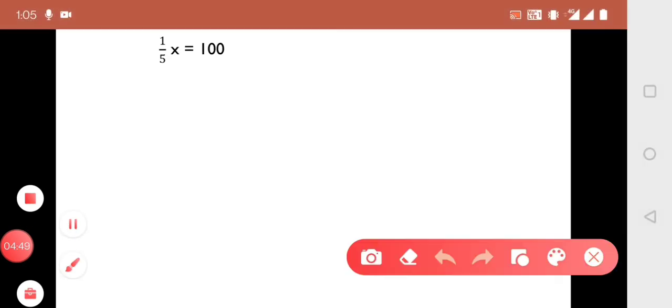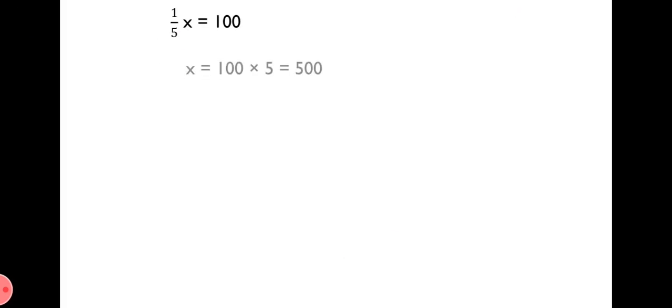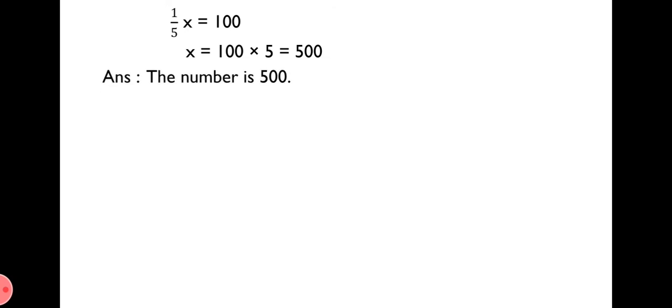Again you can see that 5 is with x in division, so transposing it, division will become multiplication. So 5 will be multiplied by 100, so we will get x equal to 100 into 5, that is equal to 500. Therefore the number is 500.